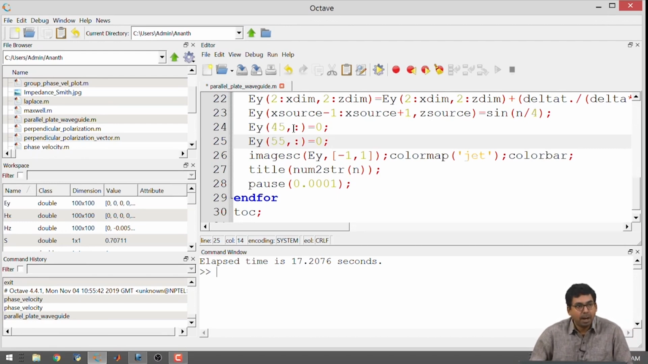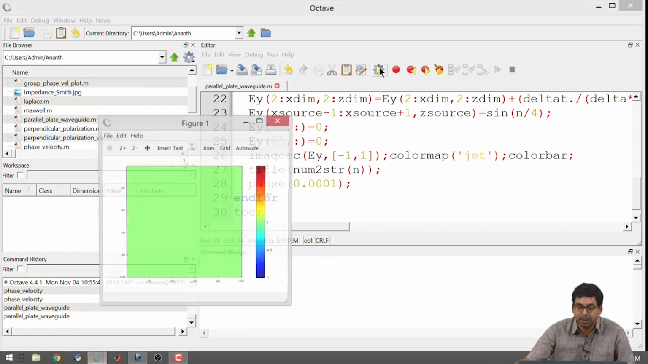So, I have x dimension of 100, y dimension of 100, the middle point will be at 50. What I have taken is a line 5 grid points above and 5 grid points below, and I have placed 2 lines where the electric field has been forced to 0. Now, the definition of the parallel plate waveguide is done. Let us run the code and then start making modifications to it, and then slowly we will start seeing what is going to happen.